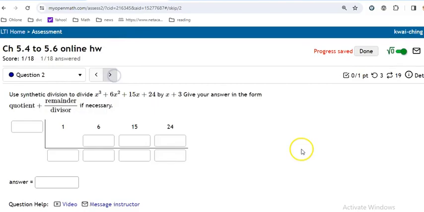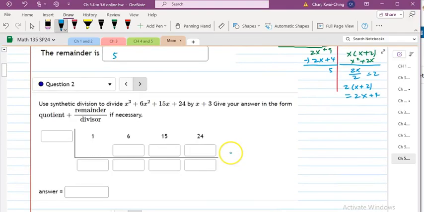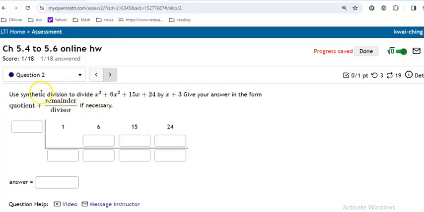Okay, so that's how you do long division. So we move on to synthetic division. Question 2 is use synthetic division to divide this polynomial by x plus 3. Write it as quotient plus remainder over divisor.